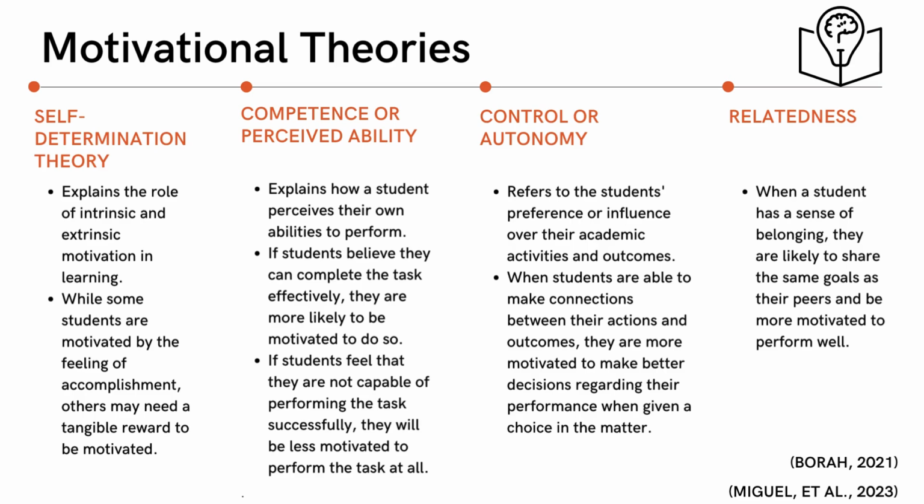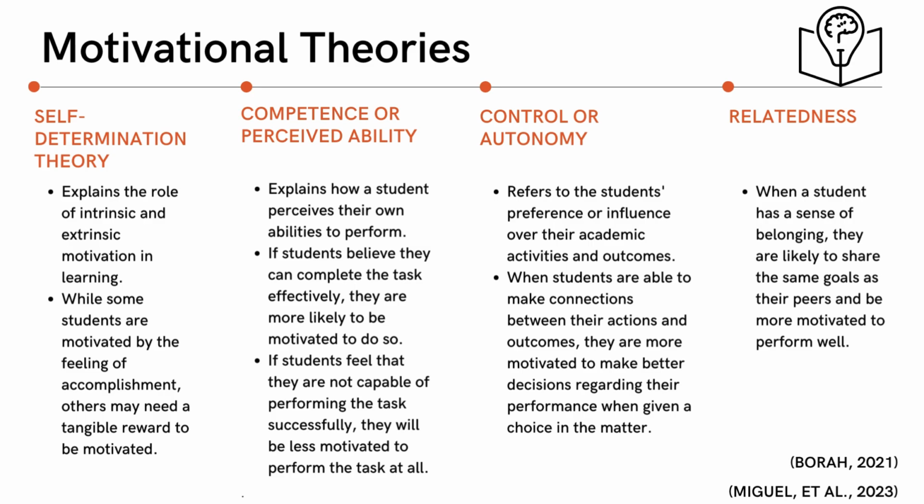Control or autonomy refers to the student's preference or influence over their academic activities and outcomes. When students are able to make connections between their actions and outcomes, they are more motivated to make better decisions regarding their performance when given a choice in the matter. Teachers can foster a sense of volition and motivation in students by providing an autonomous teaching environment that acknowledges students' perspective and choice.